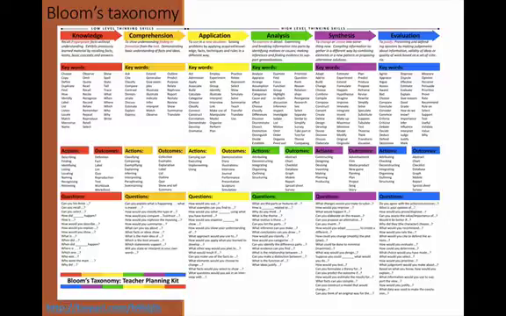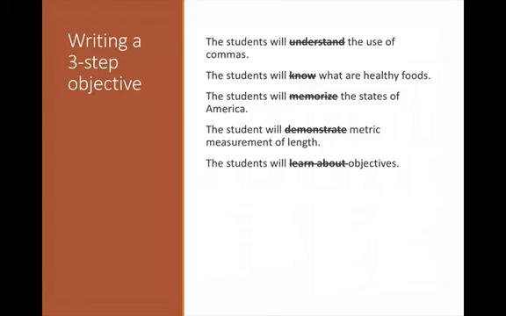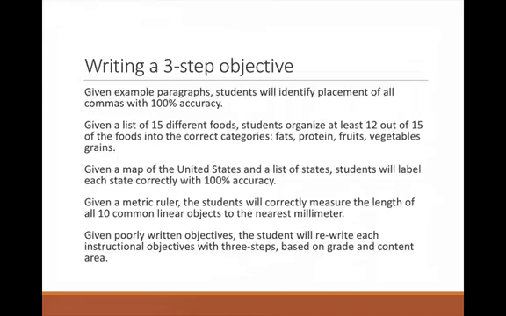A verb must be measurable. These are not measurable. You cannot measure understanding, knowledge, memorization. Demonstrate is a poor word. You can't measure to learn about. So let's take these three-step objectives, or three-part objectives, and let's rewrite them. And that's what I've done here.